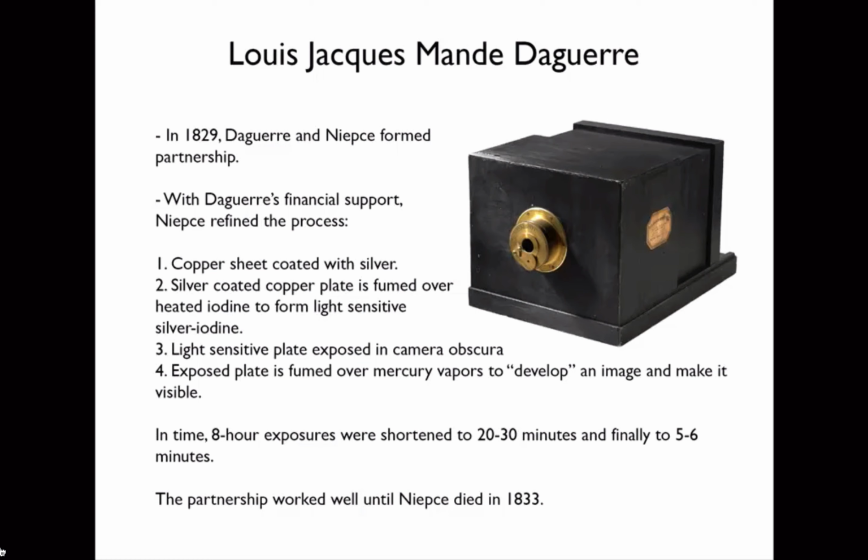So now he started using a copper sheet coated with silver. That silver-coated copper plate is fumed over heated iodine to form light-sensitive silver iodide. Now, that light-sensitive plate was exposed in camera obscura, and then that exposed plate is fumed over mercury vapors to develop an image. And in time, the 8-hour exposure that we've seen from 1827 and the first image made was shortened to a 20 to 30-minute exposure, and finally 5 to 6 minutes. Now, the partnership was really developing well until Niepce died in 1833.